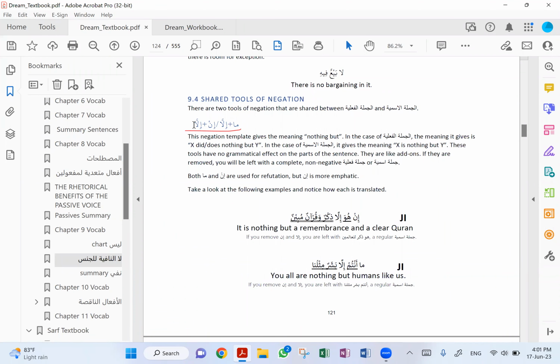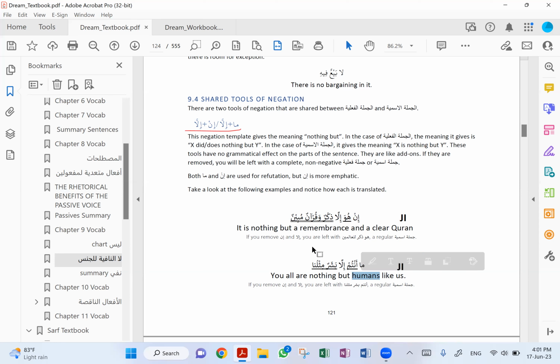So ma plus illa or in plus illa means, X did or does nothing but. For example, in huwa illa dhikrun wa Qur'anun mubin, it is nothing but a remembrance and a clear Qur'an. Or you can even add, it is absolutely nothing but a remembrance. There's a lot of emphasis when in is used. Ma antum illa basharun mithluna: you are all nothing but human like us. You're just human like us. But it's a lot of emphasis.